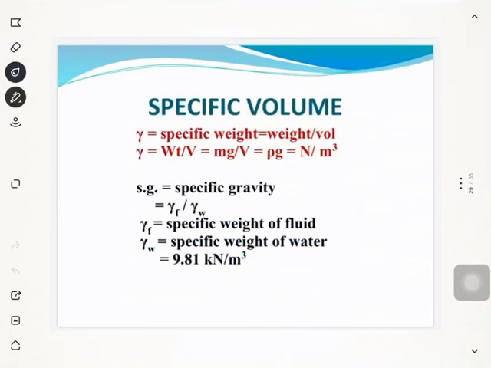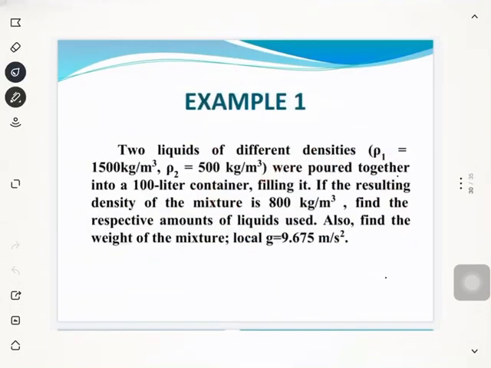So we have the specific gravity. This is equivalent to the specific weight of the fluid divided by the specific weight of water, wherein the specific weight of water is given as 9.81 kilonewton per meter cubed. So we have our first example.